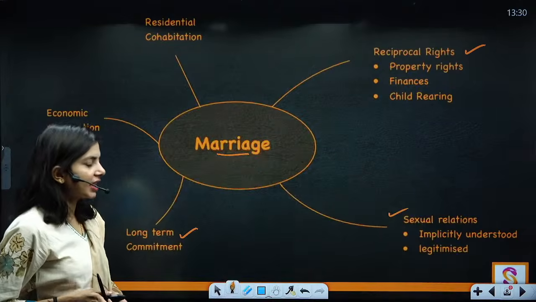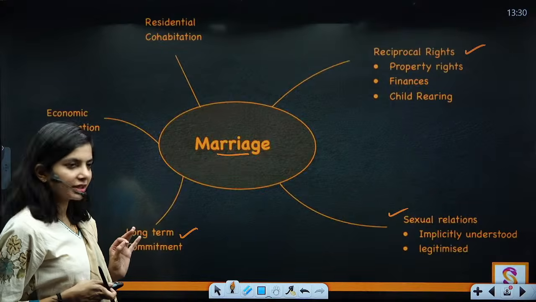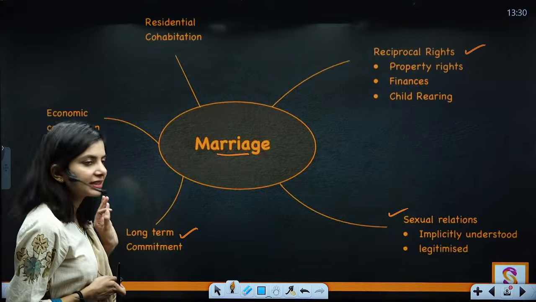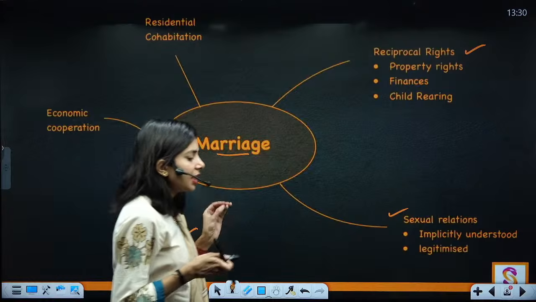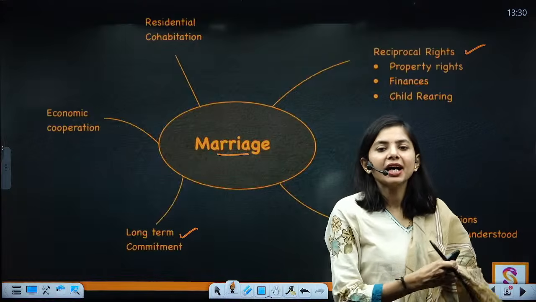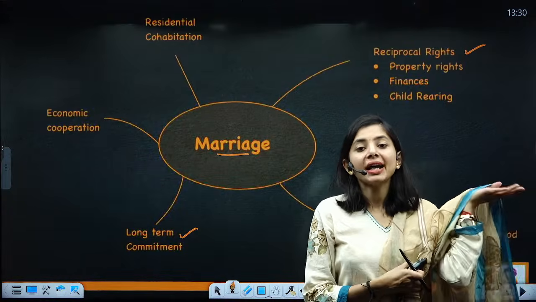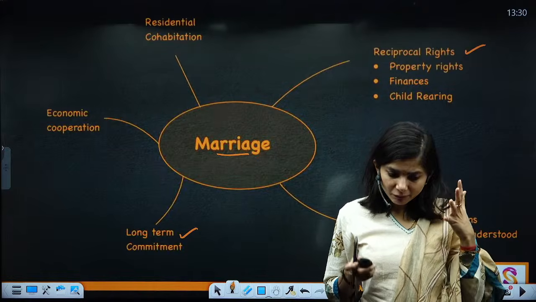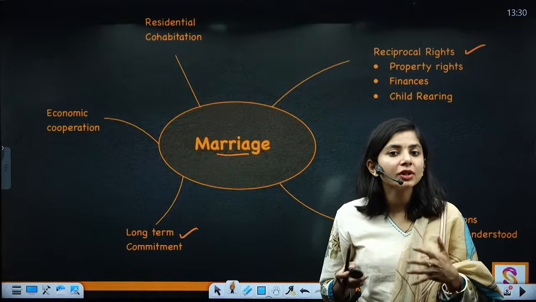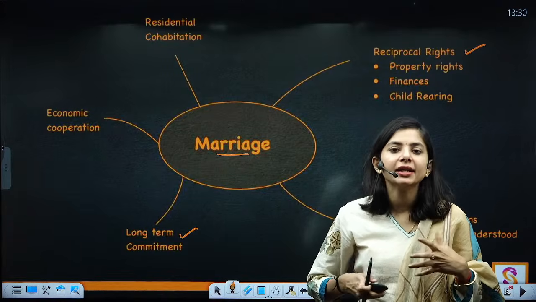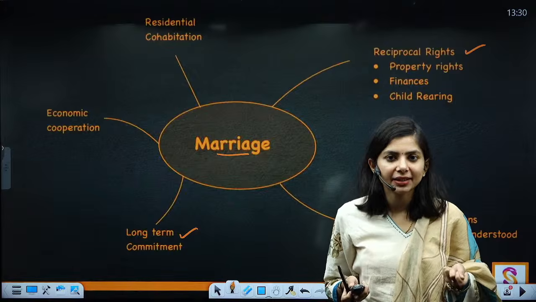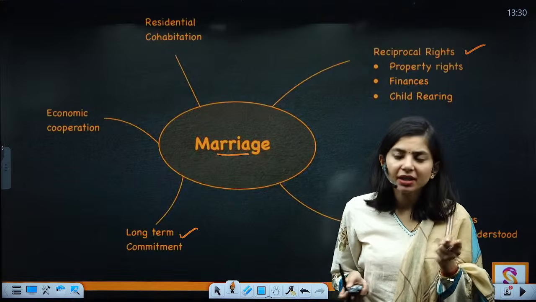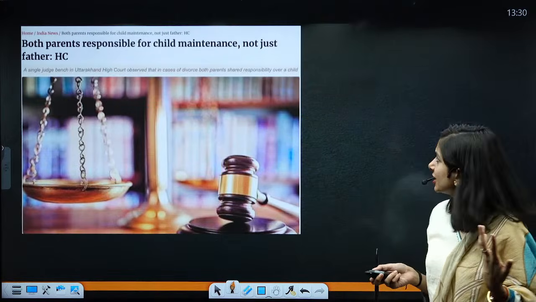Okay, next one is the sexual relationship. Now the sexual relationship is implicitly understood as well as legitimized. Means the husband and wife are granted privacy by society and they have complete right. But when I say complete right, I'm not saying that right without consent. Consent is the prime thing, but we have some controversial things also.